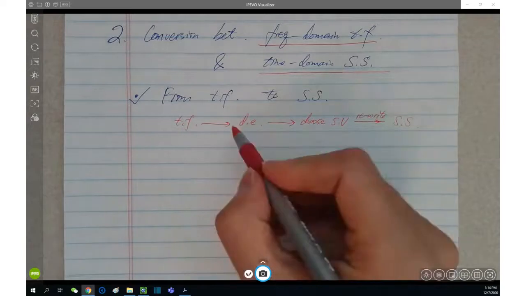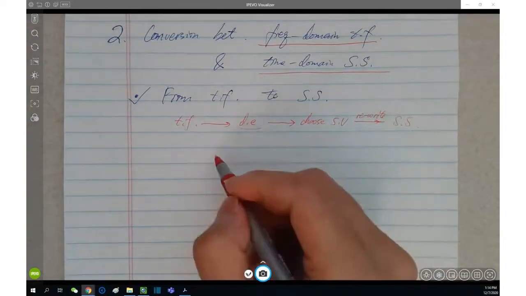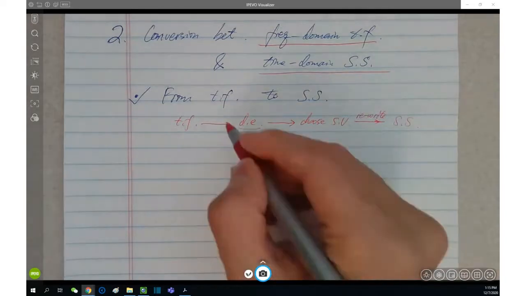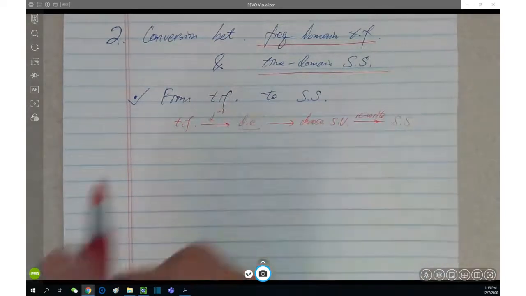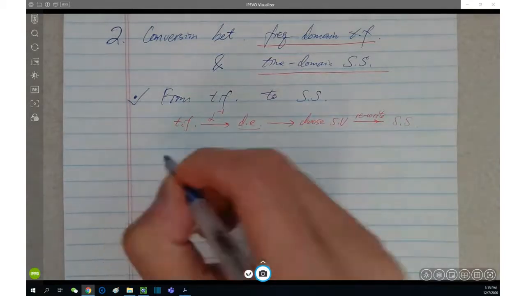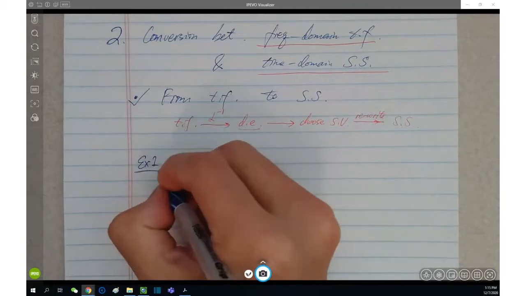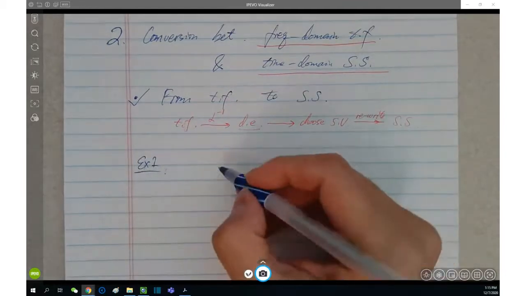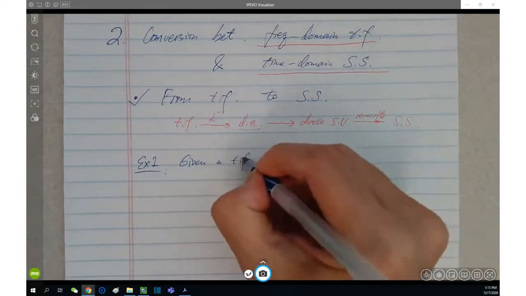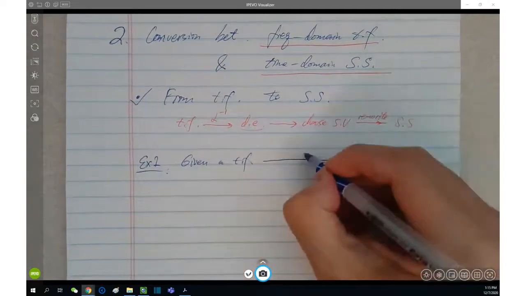So how to find the differential equation? I call it a raw differential equation. How to find it? Of course, as Jeff mentioned, it's inverse Laplace. Inverse Laplace, and then you can find the differential equation. It's very straightforward. This is not something new, actually. So let's just directly conduct an example here. The first example. Given a transfer function, very straightforward, like this.